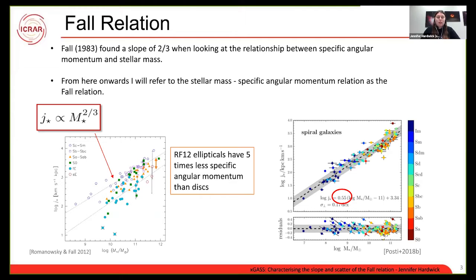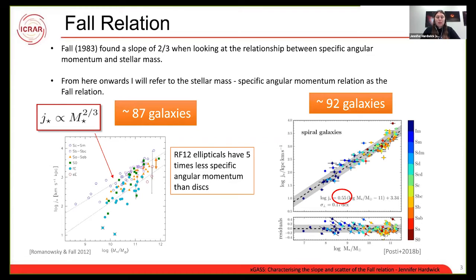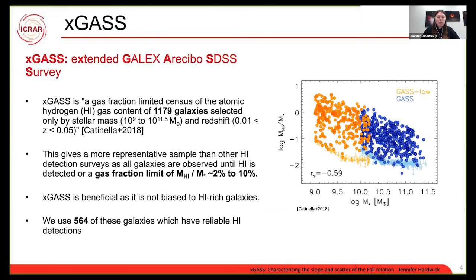And the main reason for this is statistics. So this Romanowski and Fall work only had just under 90 galaxies, and Posti had a similar size sample. So really we need a large sample that's morphologically diverse to be able to distinguish what the solution to this is. So this is where the xGASS sample comes in, which is a gas fraction limited sample with over 1,000 galaxies in a stellar mass range from 10 to the 9 to 10 to the 11.5.